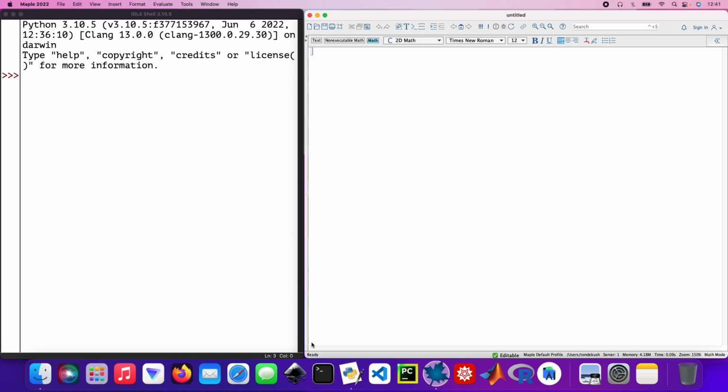So today we're going to look at Calculus 2, specifically integration by parts. I'm going to use Maple and Python. Maple will do the step-by-step guide, and then Python is just to compare answers.